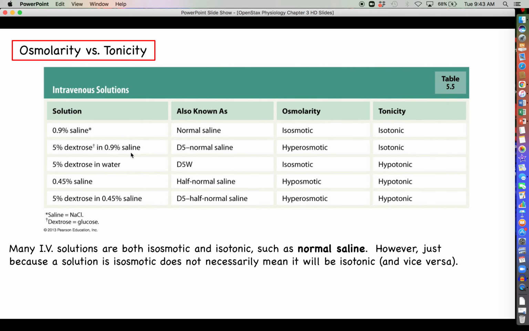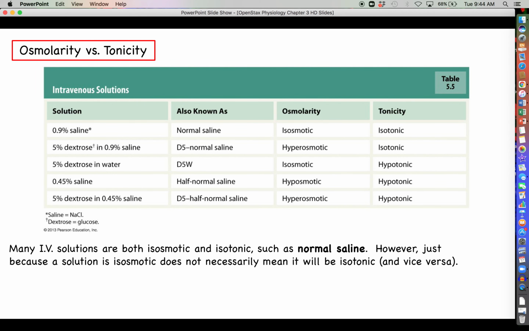The next one on the list is actually normal saline, but it has an additional solute in it. We have 5% dextrose, which is just the same thing as glucose. Okay, so we already know that 0.9% saline is isoosmotic. So if we add another solute on top of that, we are going to end up with a hyperosmotic solution. So 5% dextrose is also 300 millimolar, so if you add the two together, the osmolarity of D5 normal saline is 600 milliosmolar.